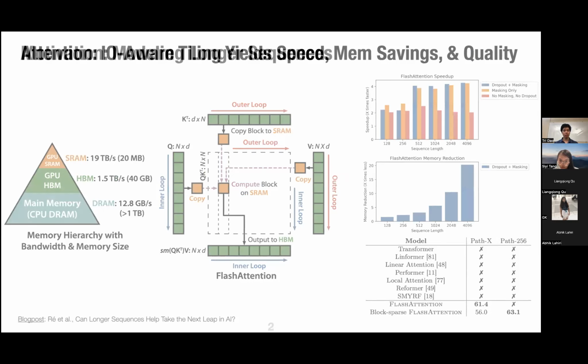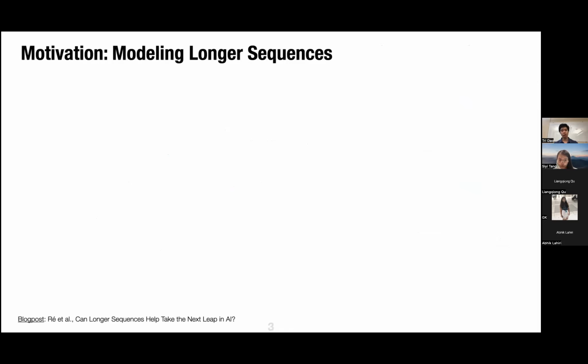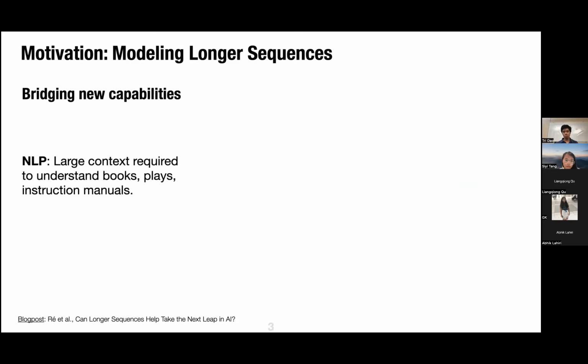So before I dive into the details, I want to talk a little bit about motivation and why this could be relevant to folks working in the medical domain or medical AI. Our motivating idea is we want to model longer sequences, and Chris, my advisor, and a bunch of us put out a blog post, as I linked at the bottom here, about why we care about long sequences. There are three main reasons. One is we want to unlock new capabilities. The anchoring application is in natural language processing, where we want to model books and plays and instruction manuals, not just paragraphs.